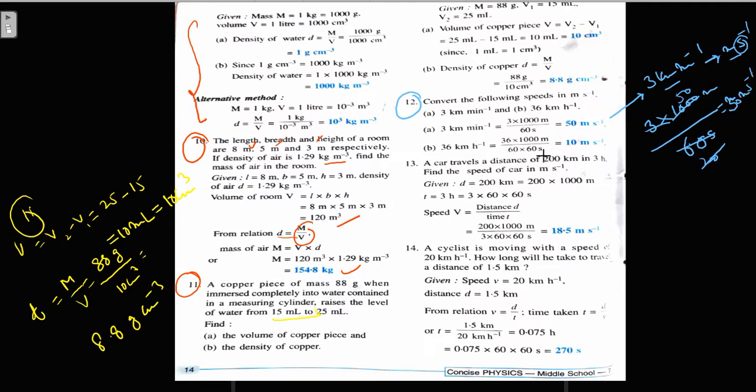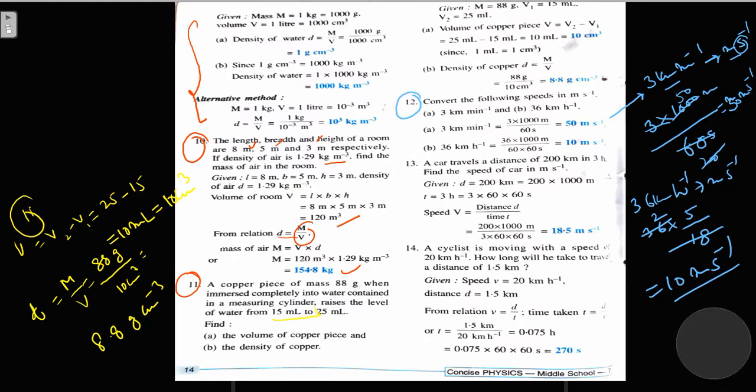In the same way, kilometer per hour. 36 kilometer per hour to meter per second, so we can convert it by multiplying by 5 upon 18 simply. 5 into 36 upon 18, our answer would be 10 meter second minus 1, right? Now we will move on to question number 13.